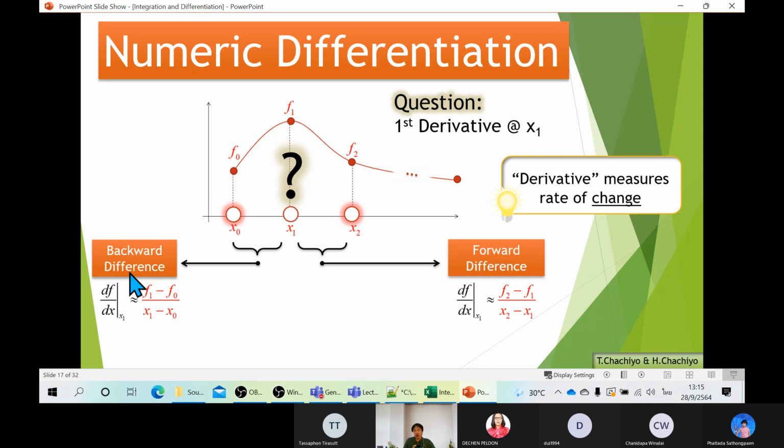So you're going to get a lot of error for this backward difference. Can you suggest other ways of computing the change? Instead of using the forward or the backward, what else can we do?